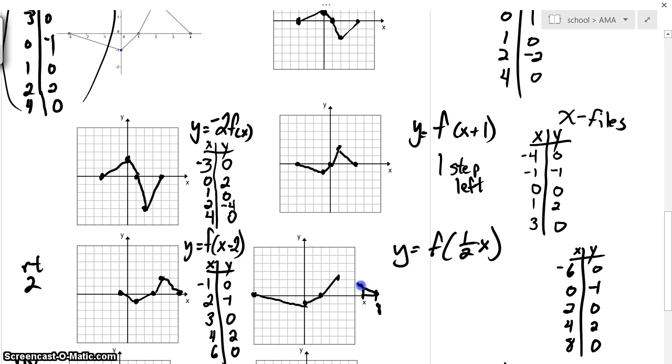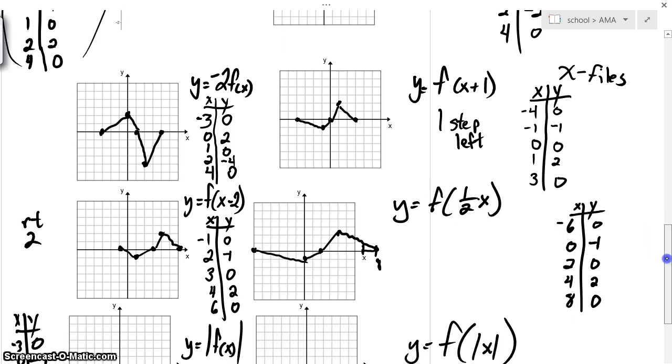Just to really drive home that this is a horizontal stretch. It's taken the original graph and it's really doubled all those x values, stretching them out, their distance from the y-axis. In other words, the x-coordinates' distance from the y-axis. Helps you see that maybe a little more clearly.